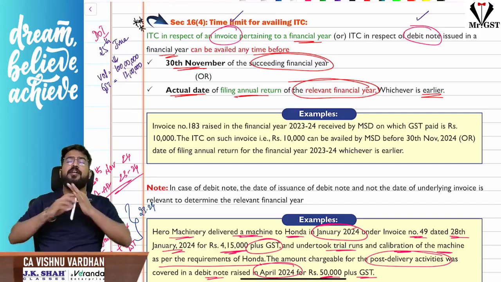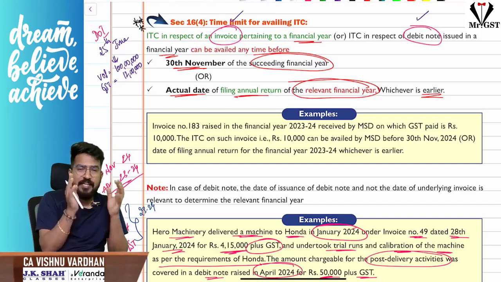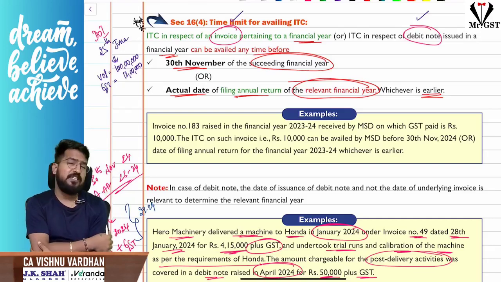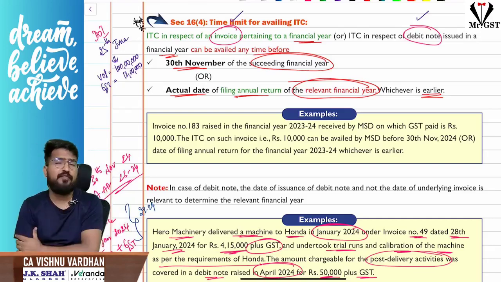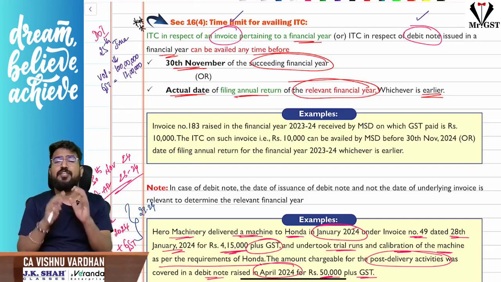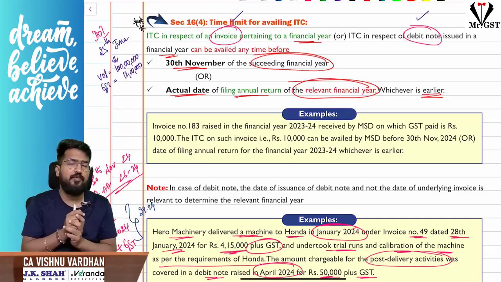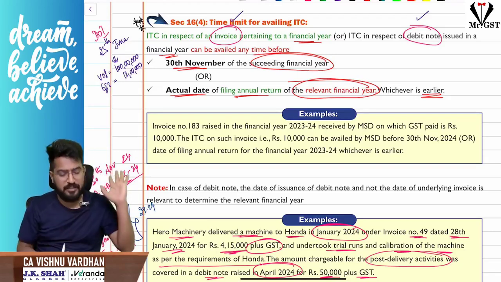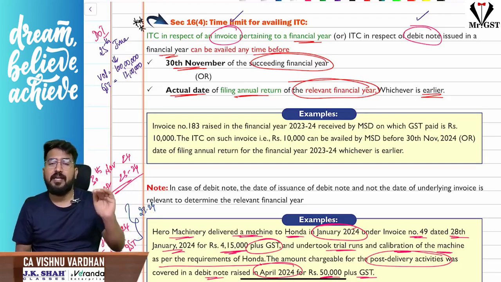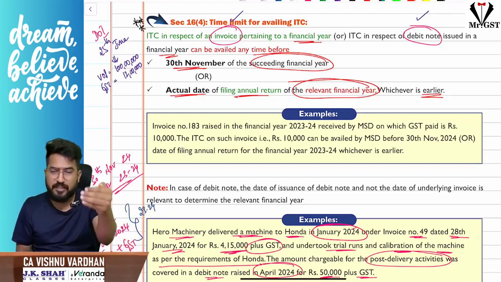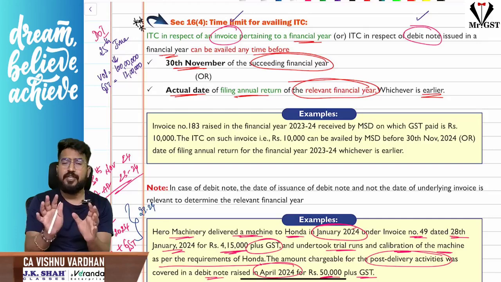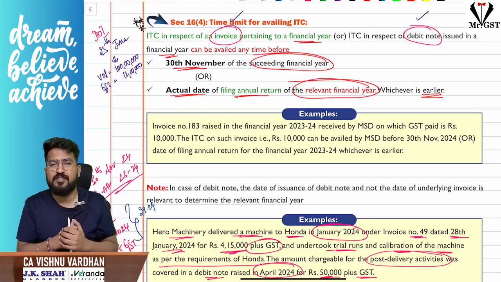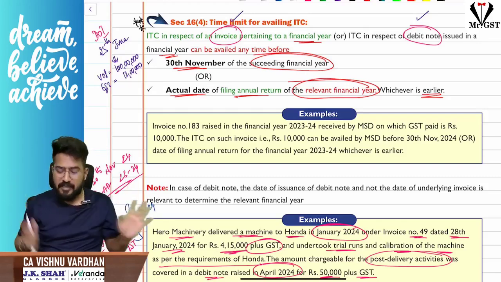You know that, sir, what is the time limit for availing ITC? The time limit for availing ITC is 30th November of the succeeding financial year or the actual date of filing the annual return of the relevant financial year, whichever is earlier, with respect to any invoice. So what we should see first, we should take an invoice. We should see which financial year this invoice belongs to, and from that financial year, next financial year, 30th November or actual date of filing the annual return of that financial year to which this invoice belongs, whichever is earlier, that will be the deadline to take ITC.